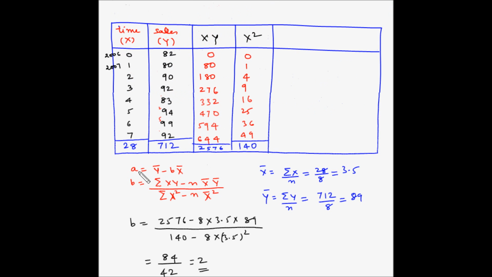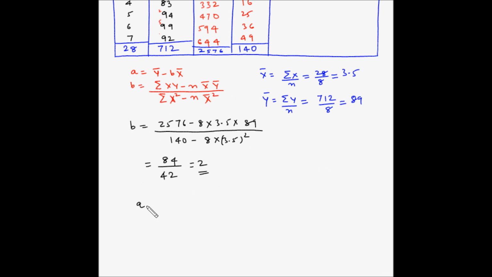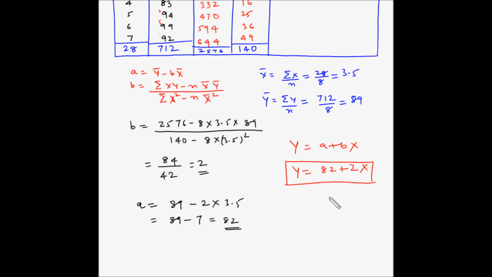Now let's put this value in the equation for a. So a is equal to y bar, which is 89, minus b, which is 2, multiplied by x bar, which is 3.5. So this is equal to 89 minus 3.5 multiplied by 2, which is 7. So this is 82. So now if we put the values of a and b in the equation of the regression line, which is y is equal to a plus bx, we get y is equal to 82 plus 2 multiplied by x. So this is the equation for the regression line.